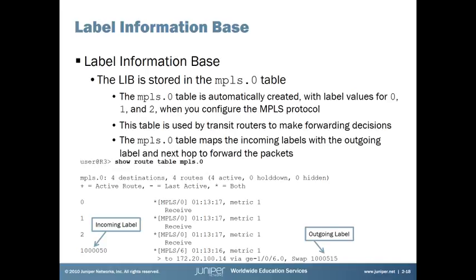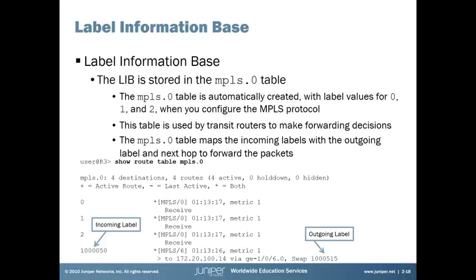So here we have a table. We go down and take a look at some information in here. We have an incoming value of 1000050. In the lookup, you've got an IP address that it's going to via GE1006.0. So that's our outgoing interface. That's the forwarding information right there.